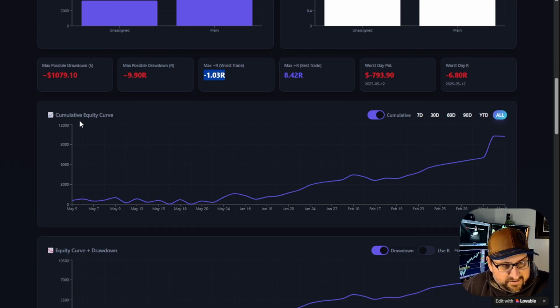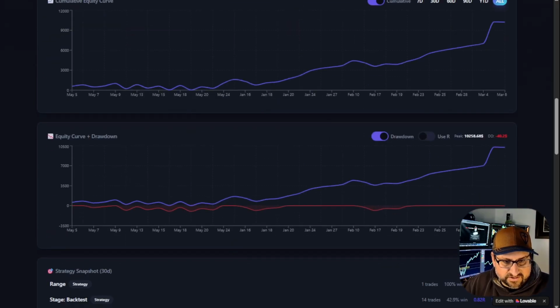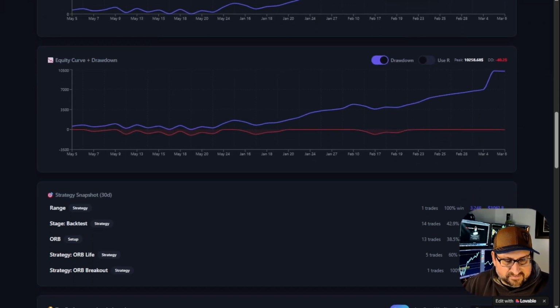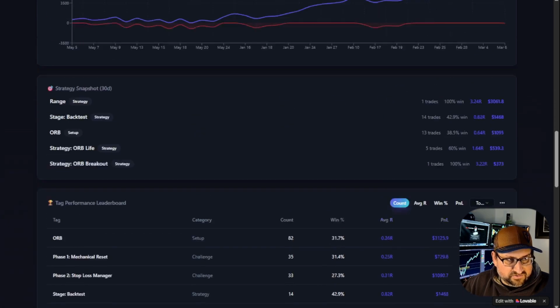There's a cumulative equity curve going on here. As you can see, this is really typical for the ORB, like flat, flat, flat, and then it just blows up. Some of this data is skewed because there's a lot of test data in here, but I at least have a few weeks of my actual trading in here. So I'm very excited to have a tool like this.